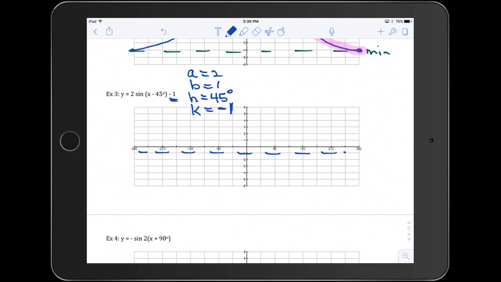So here's my new midline. This is kind of fun because we haven't done this yet. My a value, my amplitude, is 2, so I'm going to go down 2 from that midline. So there's my minimum. And then I'm going up 2 from that midline, and there's my max.